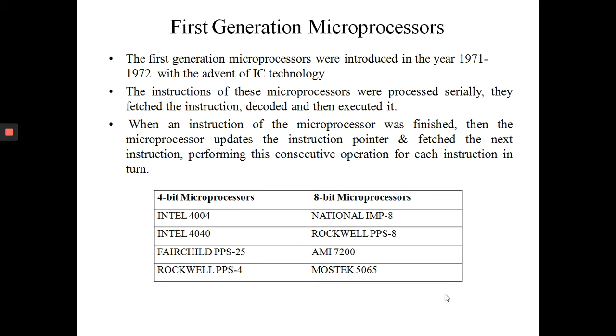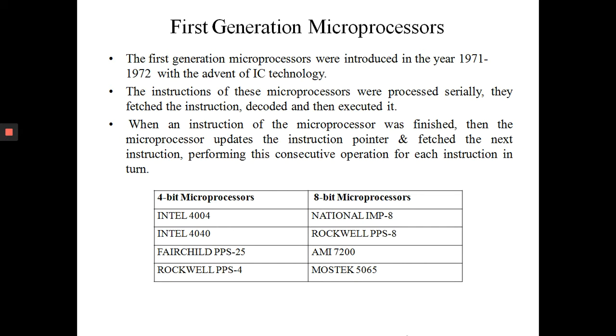First generation microprocessor. The first generation microprocessors were introduced in the year 1971 to 72 with the advent of IC technology. The instructions of these microprocessors were processed serially. They fetched the instruction, decoded, and then executed it. When an instruction was finished, the microprocessor updated the instruction pointer and fetched the next instruction, performing this consecutive operation for each instruction in turn.